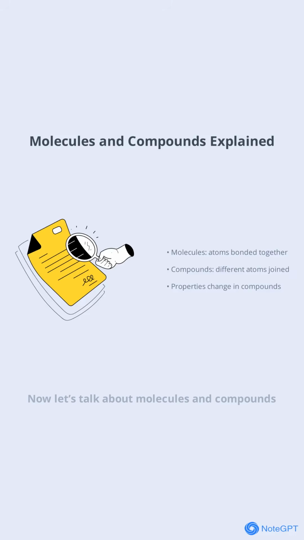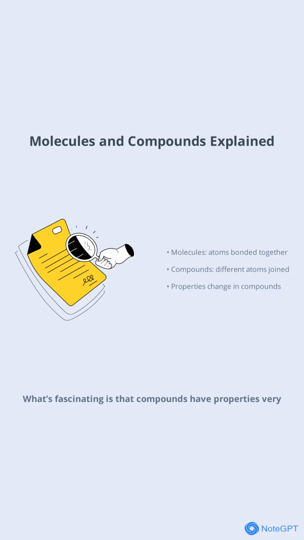Now let's talk about molecules and compounds. A molecule forms when atoms bond together. Sometimes these atoms are all the same type, like oxygen gas, but often they're different types, which creates a compound. Compounds are made of two or more different atoms joined together, and they can be broken down into simpler substances. For example, water is a compound made from two hydrogen atoms and one oxygen atom.